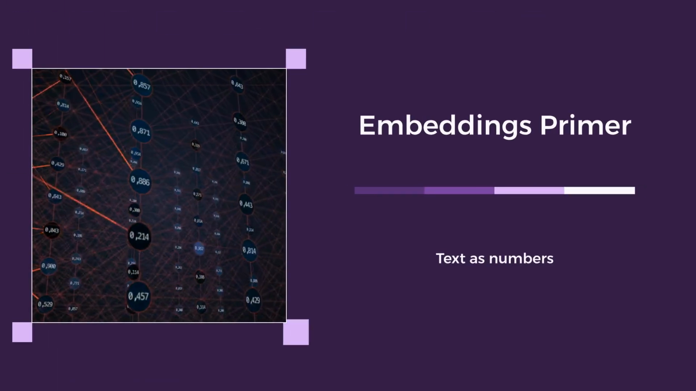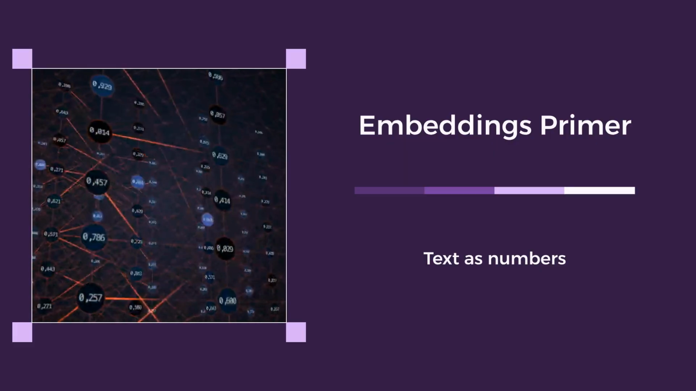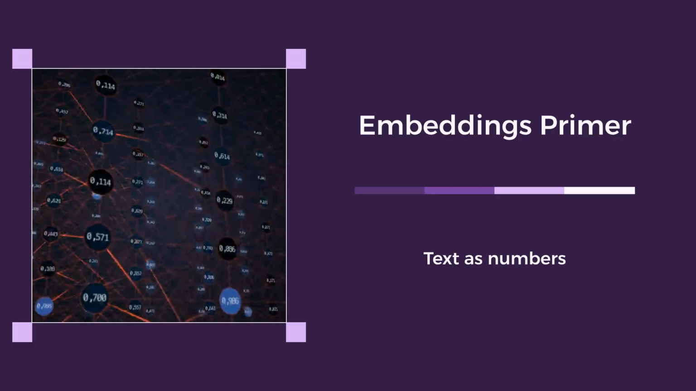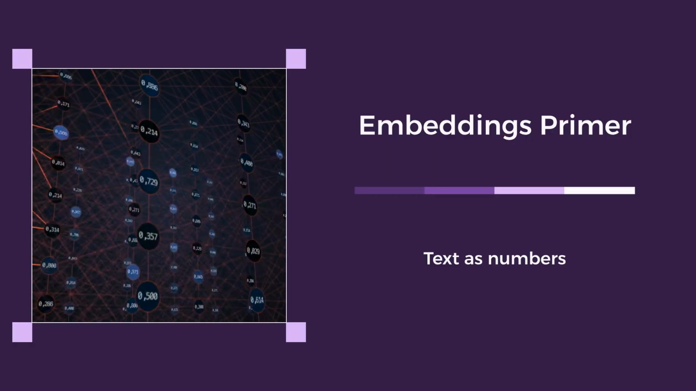A quick primer on embeddings. They represent text as a list of numbers in a high-dimensional space. Traits like anxious and worried will point in a similar direction, while organized will be far away.